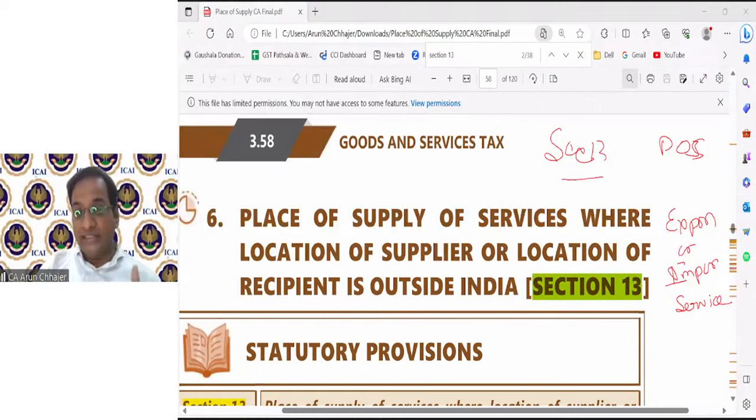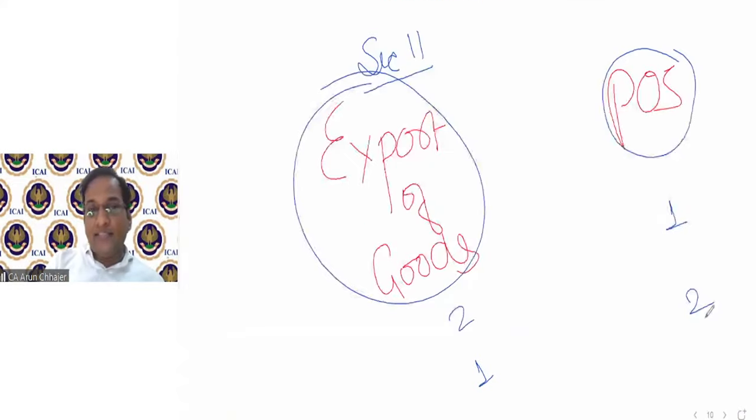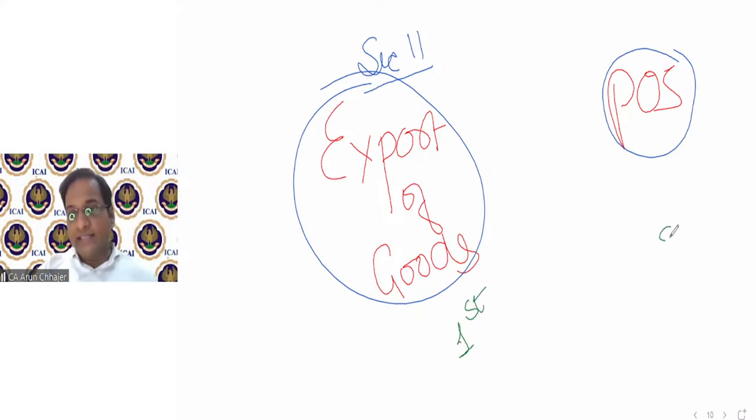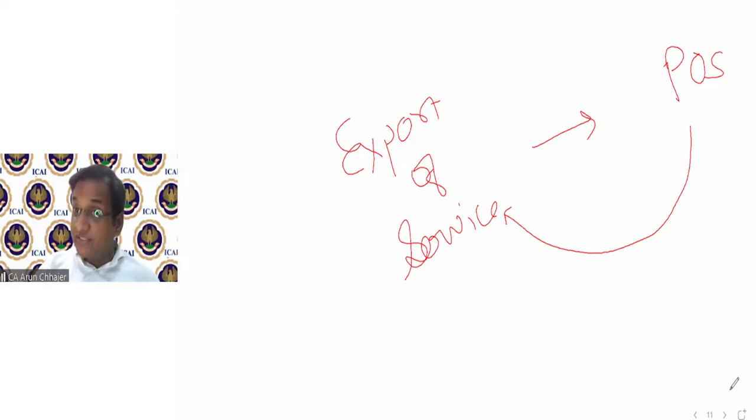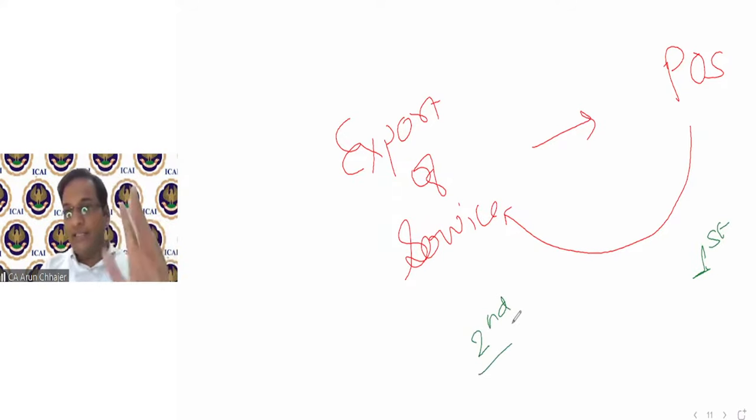Correct? So, is the concept clear now? All the participants, please confirm that there is clarity. So, what is the one more difference? In case of the goods transaction, first I have to decide export or import of the goods, and then I can decide POS as per section 11. But if it is a service transaction, then place of the supply has to be determined first, and then you can decide it is export or import of service. Is that clear? Please confirm once.